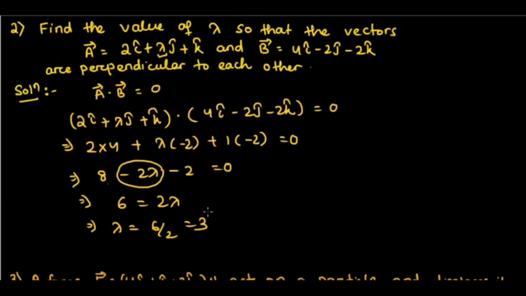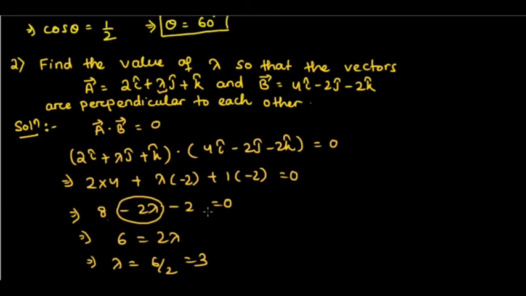So in the next class, in the next lecture, we will discuss the second type of vector multiplication, which is known as the cross product or vector product.